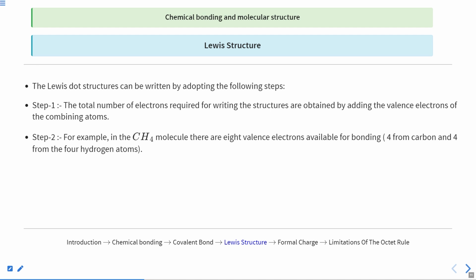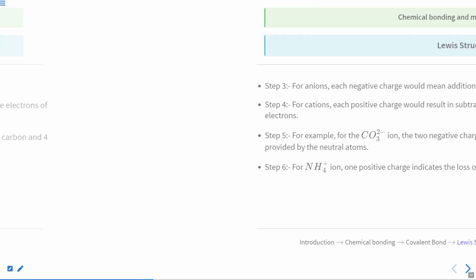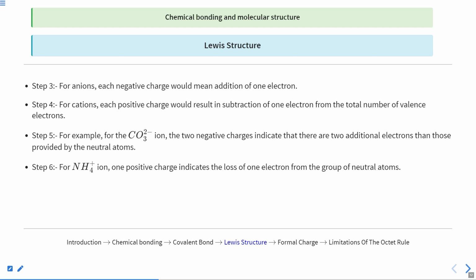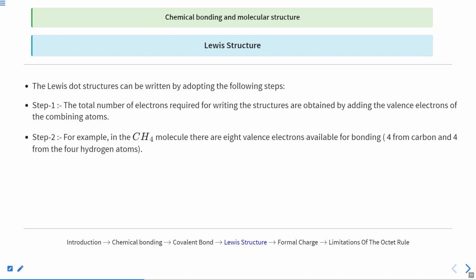Now, let us do it. First of all, write the valence electrons, one by one. If you are facing difficulty in differentiating between the dots, then you can use crosses also. Suppose you're drawing it for methane: you can use dots to represent the electrons of carbon and crosses for the electrons of hydrogen. That will help you to differentiate.